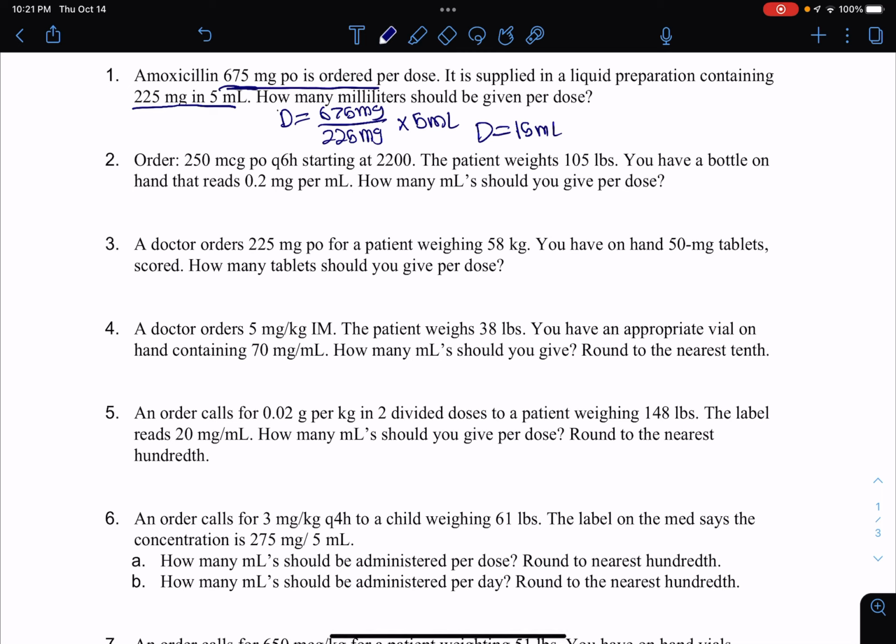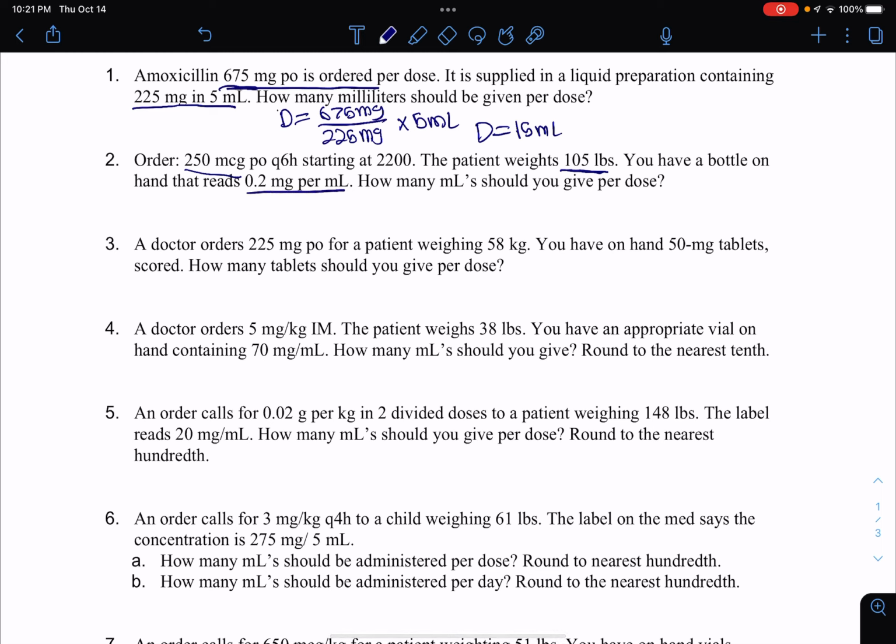Next order is 250 micrograms by mouth every 6 hours. The patient weighs 105 pounds. You have a bottle on hand that reads 0.2 milligrams per ml. How many milliliters should you give per dose?